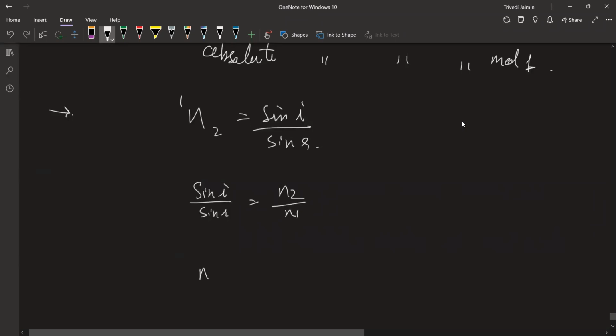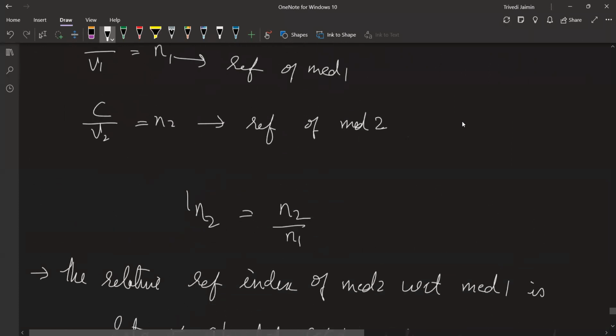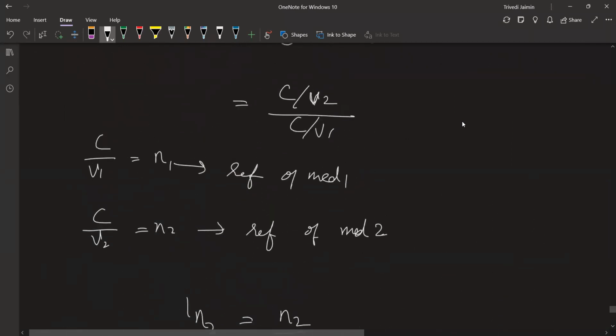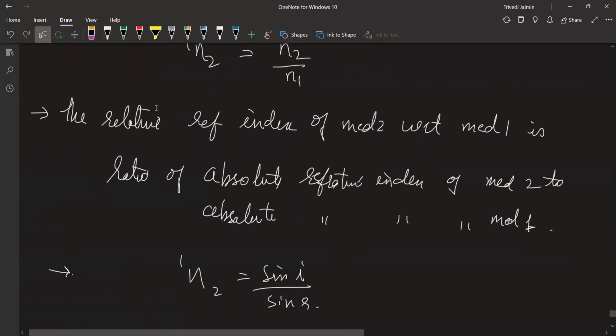Sir, can you scroll a little up? Just a second, let me finish this one. Just a minute. N1 sine I equals to N2 sine R. This one? No, sir, the last point. What's the last point? Yes, sir. Excuse me.